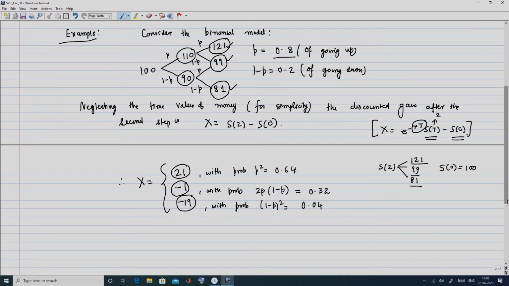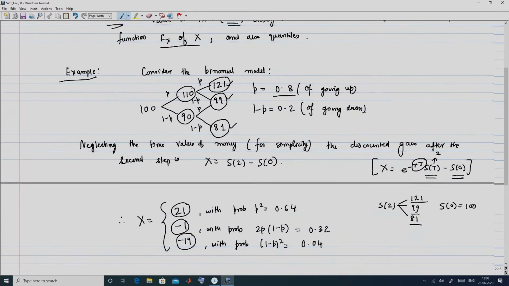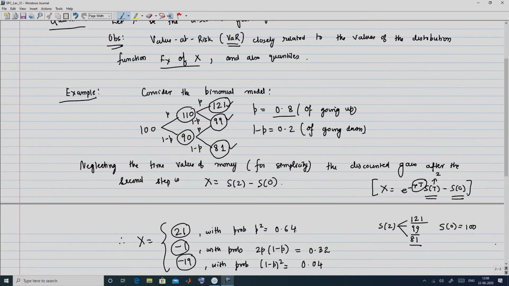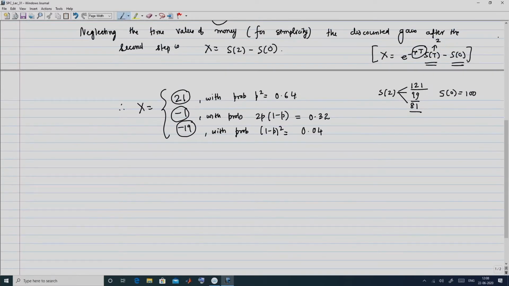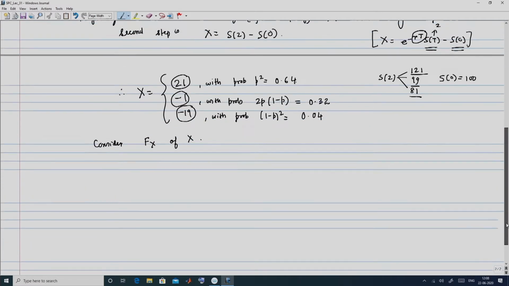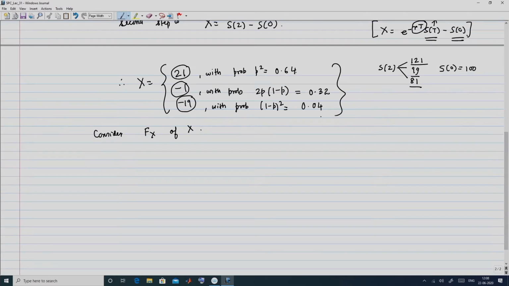Okay, now what you are interested in, in the context of discussing value at risk, is that we first need to talk about quantiles, and before we start quantiles, we need to talk about the distribution function. So, accordingly, we now consider the distribution function F(x) of this X. How is the distribution function going to look graphically? So, this is the distribution function, and I want to look at it from a graphical point of view.